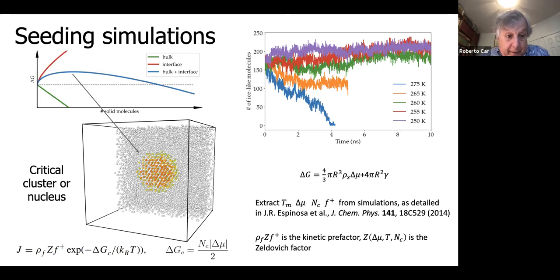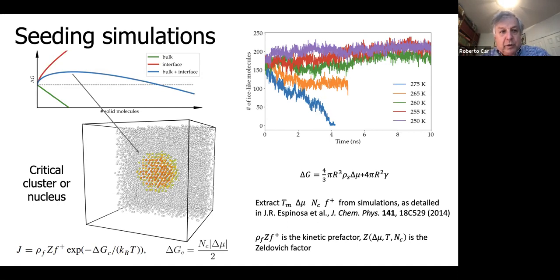The Zeldovich factor has an analytic expression in terms of delta mu, the temperature and the critical number of crystalline molecules within classical nucleation theory, and essentially gives the probability that when one is on top of the barrier here, separating the region where the nucleus is unstable and the region where the nucleus is stable, if one sits exactly on top, one would go on the growing side of the nucleus rather than dissolve by going back.